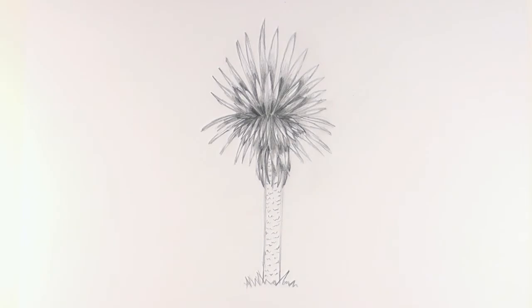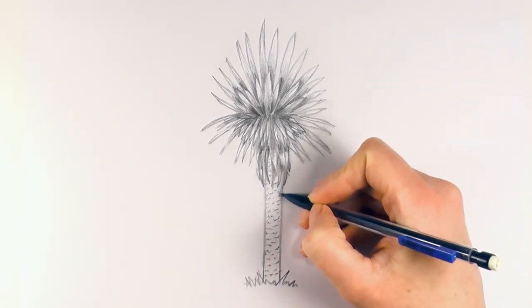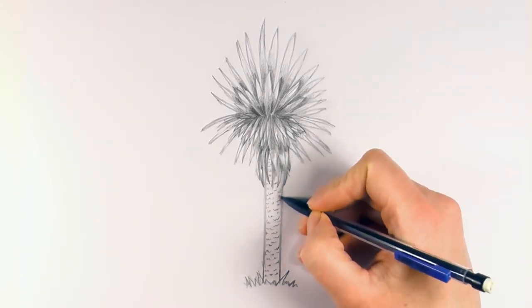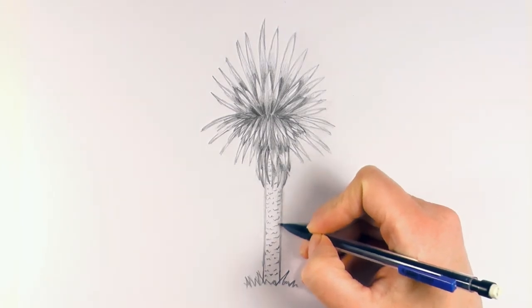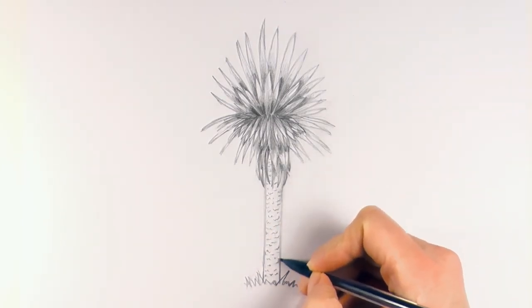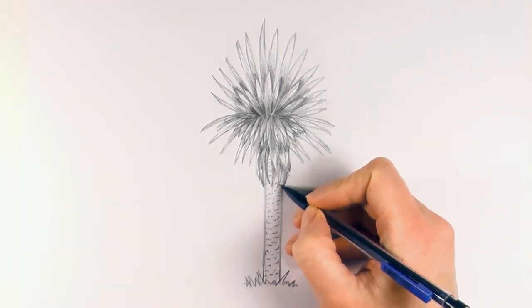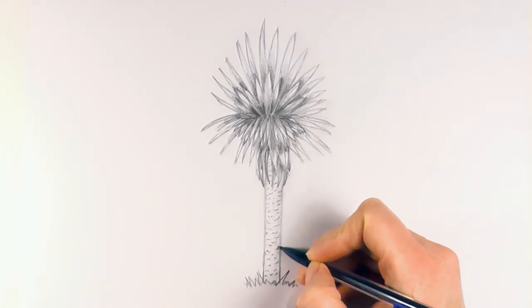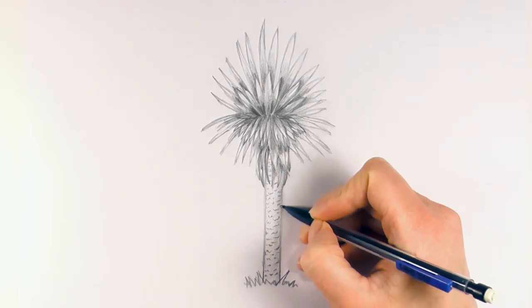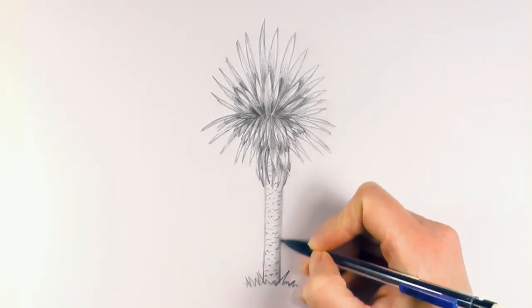Let's go back in and also give the trunk a little bit of shading too. So again, just really gently building up that gradient. So lightly first all the way down, and then just start building up that darker texture there, darker shade.